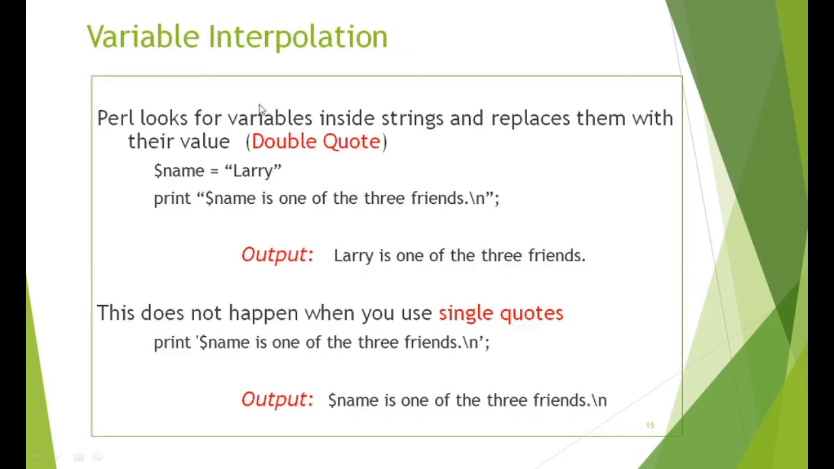This concept is called variable interpolation. So if I enclose a variable using a double quote, then the variable will be replaced with the value. So name is equal to Larry. In this string, the name will be replaced with Larry. If I give it in single quote, this name will not be replaced but it will be printed as it is.